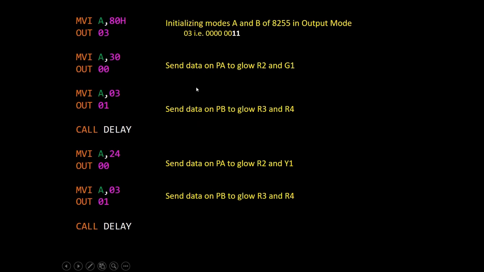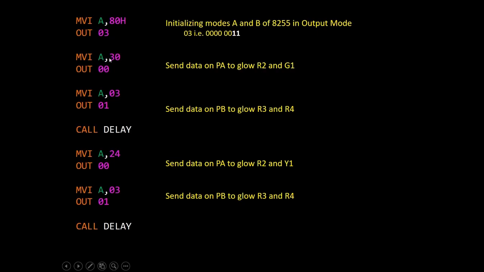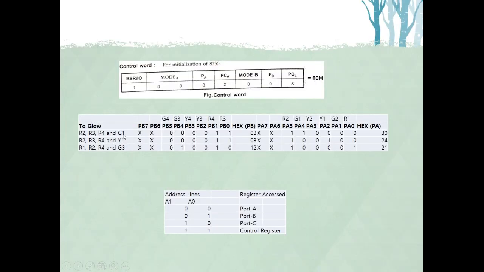Now coming to the second part of the code, here we are moving value 30 to A and then outputting it on port A. We are accessing the A register. So why are we supplying 30? Because first we have to glow the lights R2 and G1. To glow R2 and G1, we have R2 here and G1 here.